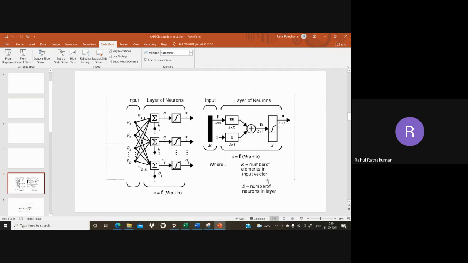Okay, let's start. So we have discussed the basics of neural networks. Right now we'll discuss the overall architecture and some basic equations. So we'll come to this architecture.